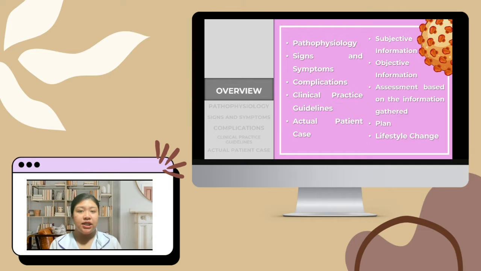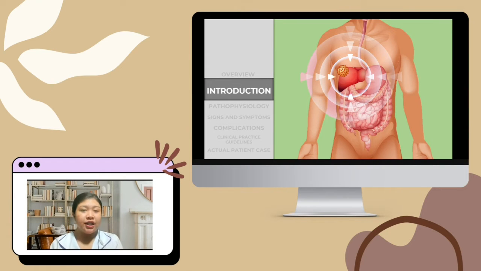The pathophysiology, the signs and symptoms, the complications, the clinical practice guidelines, the actual patient case, the identification of the subjective and the objective information, and the assessment based on the information gathered, the plan, and lastly, the lifestyle change or the non-drug therapy. So for the introduction, this illustration represents the target organ, which is the liver, and the virus that is present if a patient has hepatitis B or chronic hepatitis B.